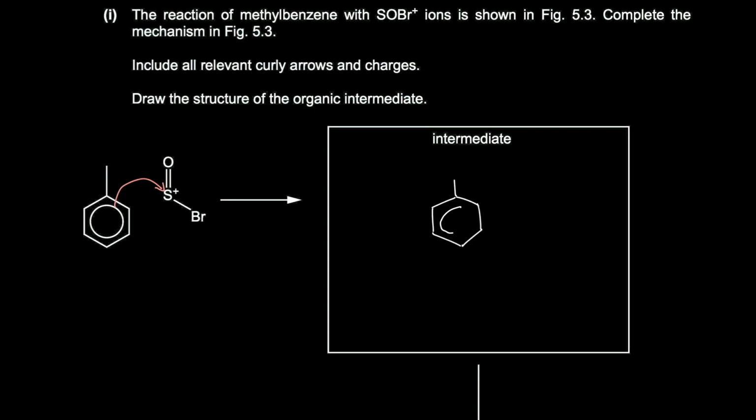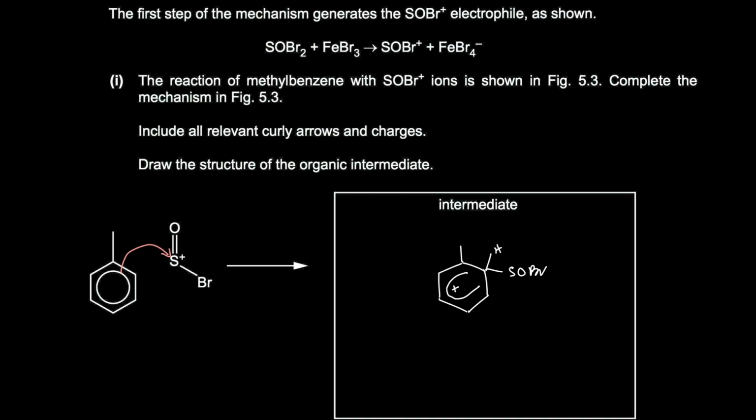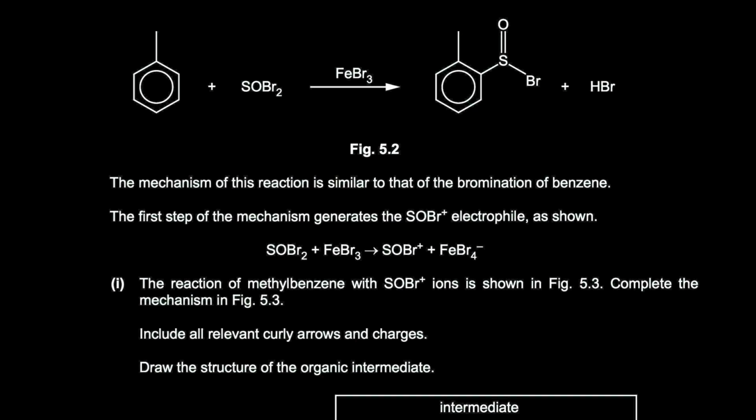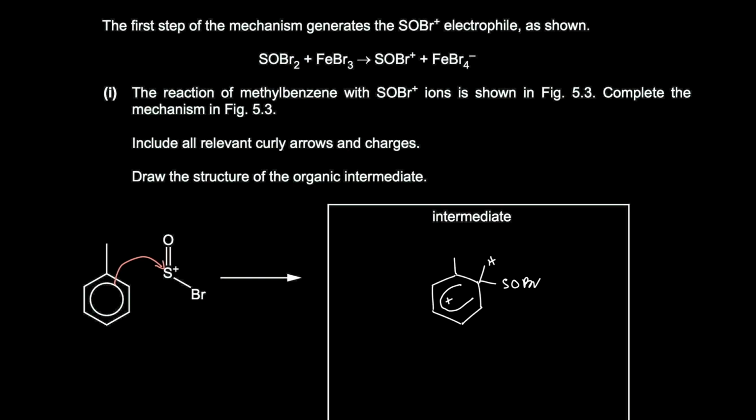You show the ring open up towards the carbon where the sulfur is bonding. We have to show the hydrogen atom as well, so we have SOBr. The reason I'm showing it on carbon 2 is because in the question they've shown the SOBr on carbon number 2, so your mechanism has to be consistent with that.